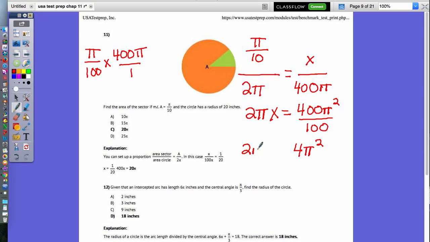2 pi x. I want to get x by itself, so I'm going to change the color here to help you. I'm going to divide all of this by 2 pi on the left-hand side to get rid of x, and 2 pi on the right-hand side.